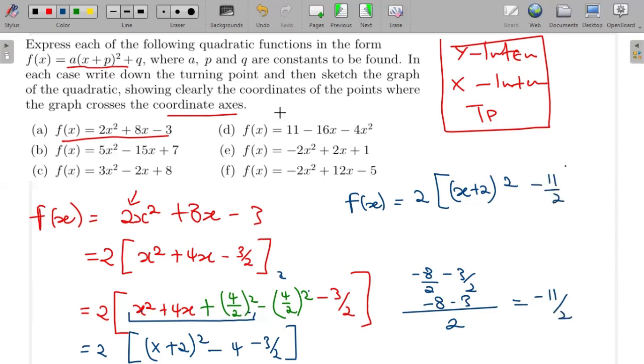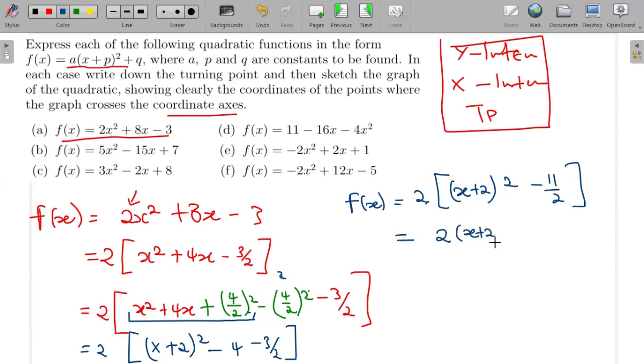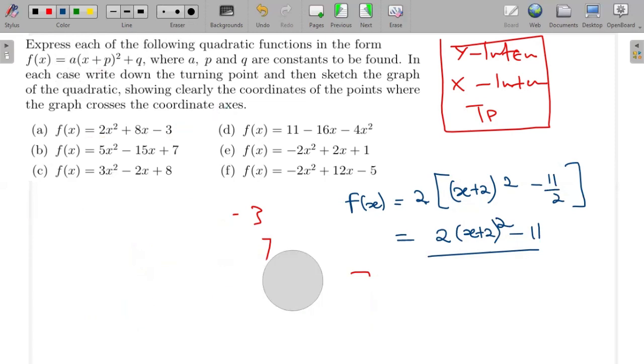And then once you're done completing the square, you can multiply with the number that is outside there. So this multiplied by this to be 2(x plus 2) squared, 2 multiplied by minus 11 over 2 just cancels out the 2. So I remain with minus 11. So this is the completed square form of this equation here. So what are we going to do with it? We're going to use it to find the turning point, okay? And then the x-intercept. Because the y-intercept, we can just easily get from there.